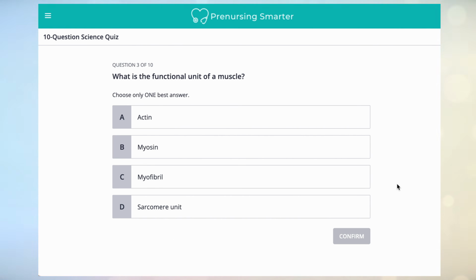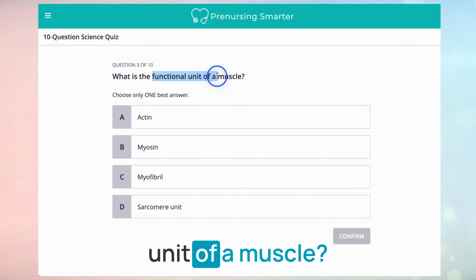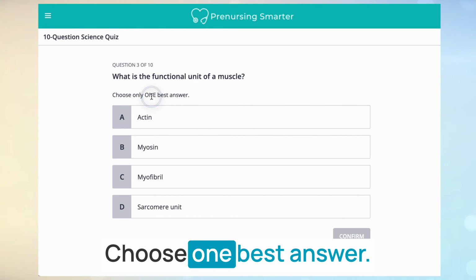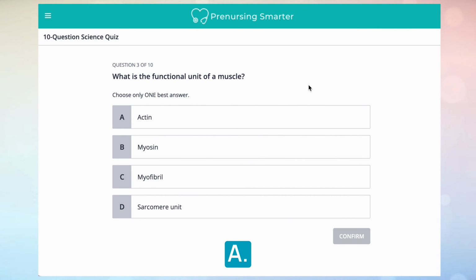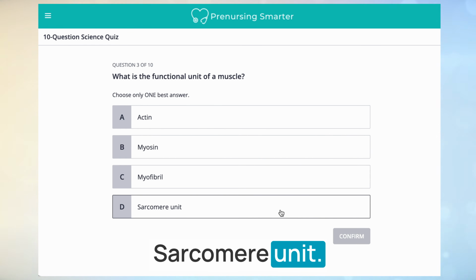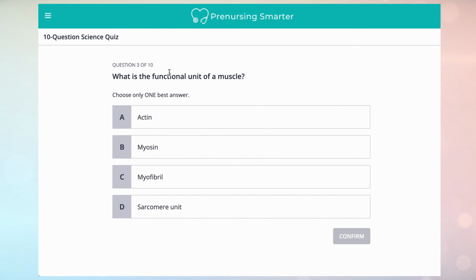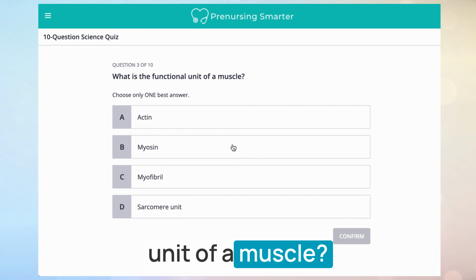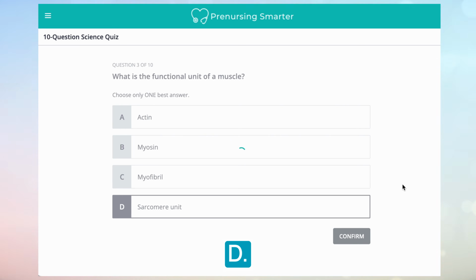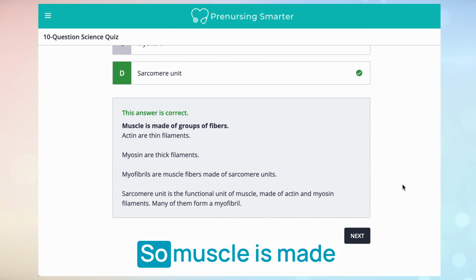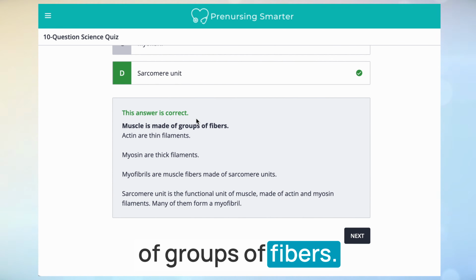Question 3. What is the functional unit of a muscle? Choose one best answer. A, actin. B, myosin. C, myofibril. Or D, sarcomere unit. What is the functional unit of a muscle? D, sarcomere unit. So muscle is made of groups of fibers.